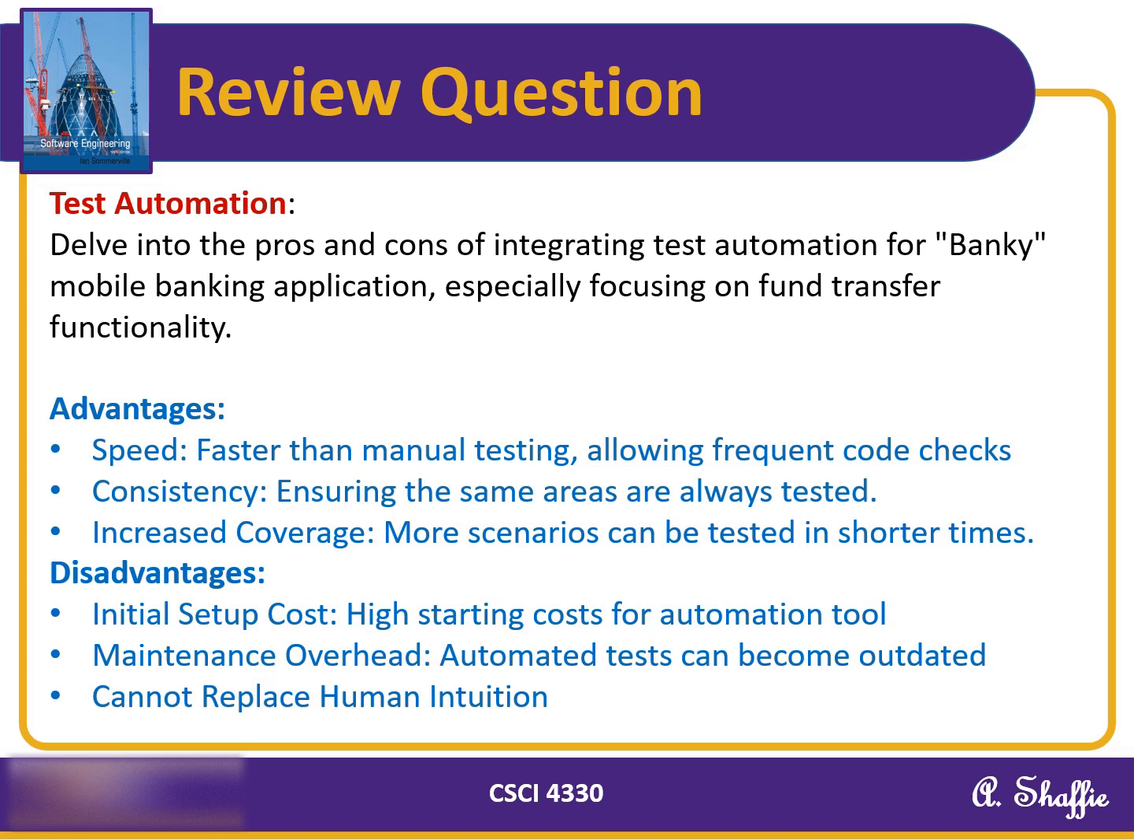For the disadvantages, the first thing, of course, is the initial setup costs and the maintenance overhead. Automated tests can become outdated when the application evolves, requiring regular updates to maintain relevance. And finally, it cannot replace human intuition. While automation is efficient, it cannot detect usability issues or understand user behavior like a human tester. For example, it might miss cases where the interface is confusing for users.